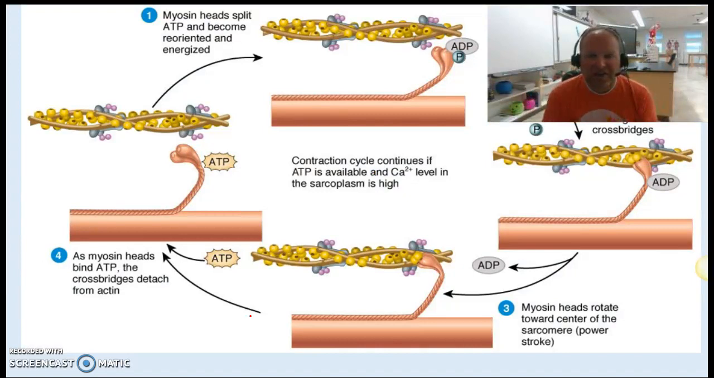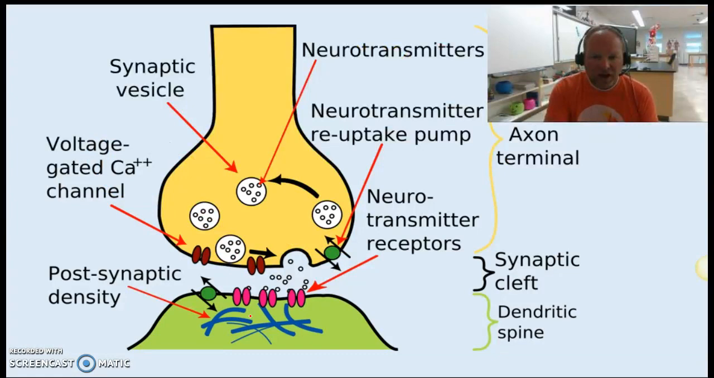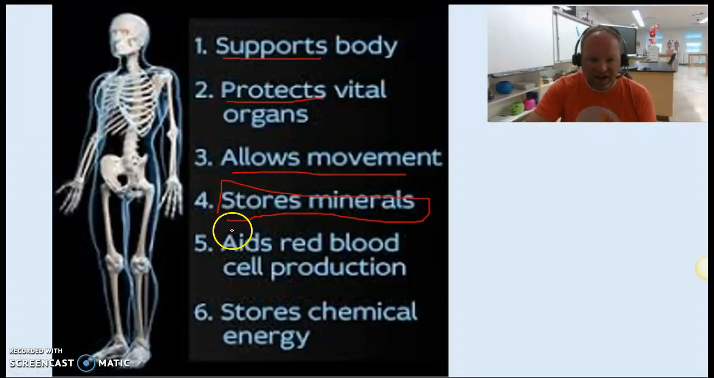Can I show you another picture? Okay. This is called the sliding filament theory with actin and myosin. You're going to learn this too. This comes in the next standard with muscles, okay? But I'm just telling you, this looks crazy, but I only want to focus on one thing. For muscles to contract, you need calcium. So how important is it that we actually have calcium stored in these bones here?